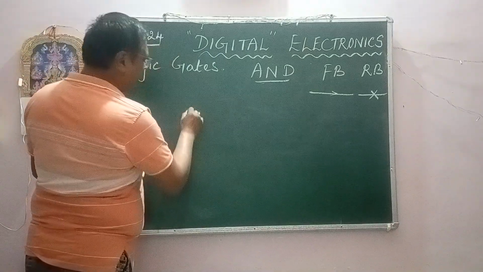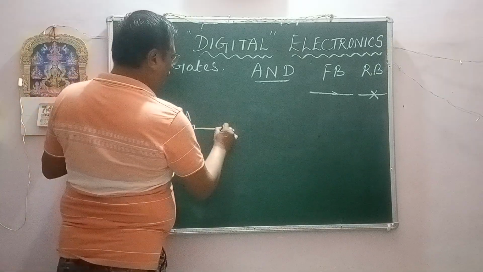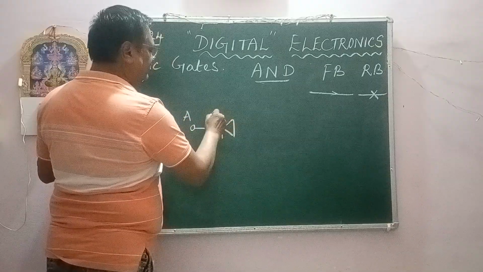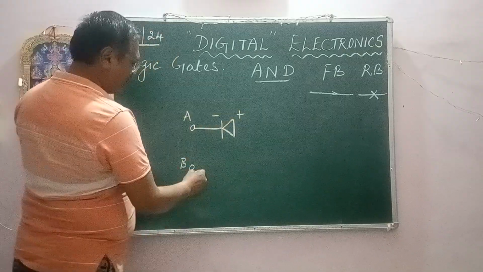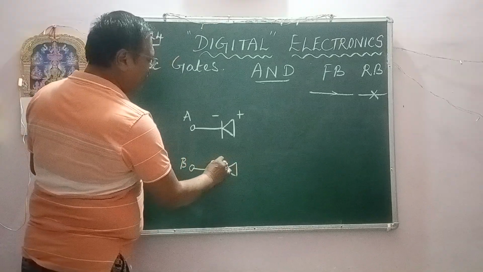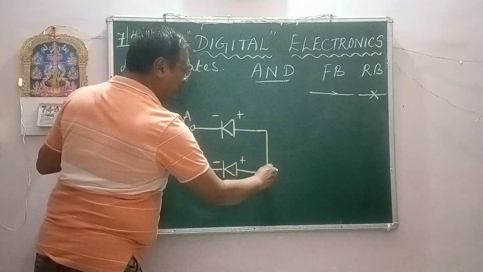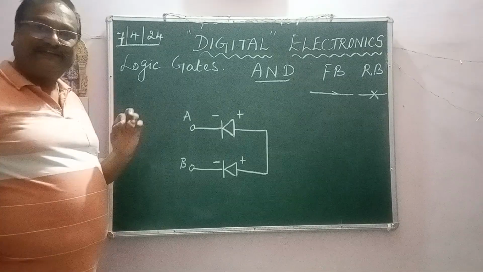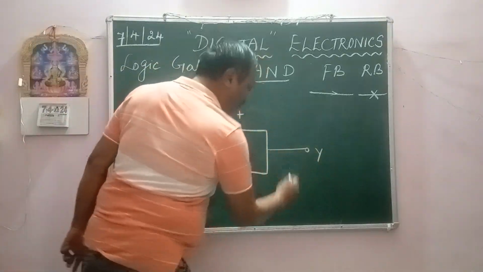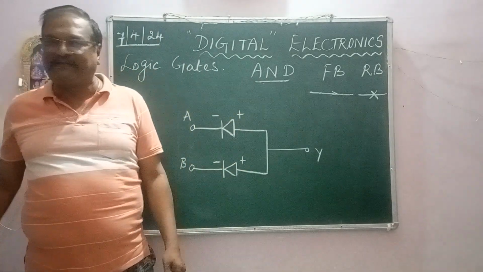So I have a terminal A and I have another terminal B. Now I am going to connect it, you see, opposite to what we drew yesterday: this is negative and this is positive. And again the same, negative and positive. And again it comes out, and you can join it together like this. But yesterday I connected the output to ground with the load resistor. Here we are going to change it a bit.